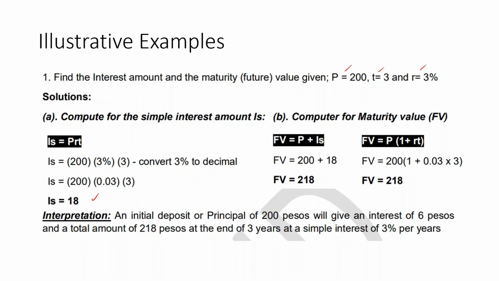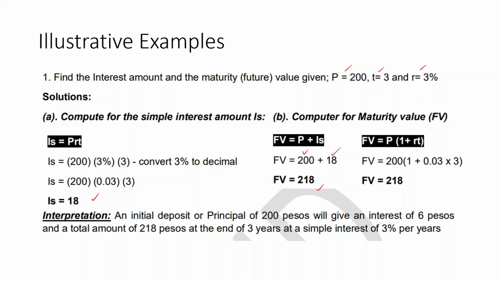Now, since the interest is already known, we can compute for the maturity value. So that is FV is equal to P plus IS. Again, our principal is 200 and the computed interest is 18. So for our future value, you just have to add the two. That is now 218.